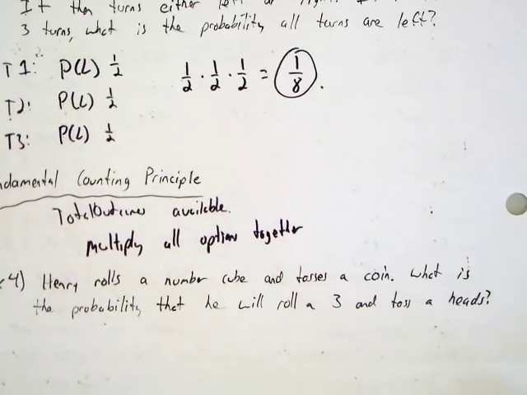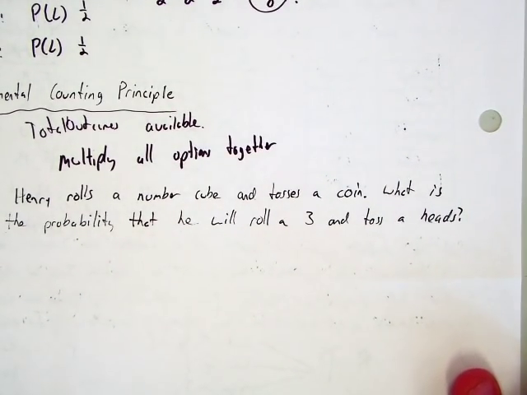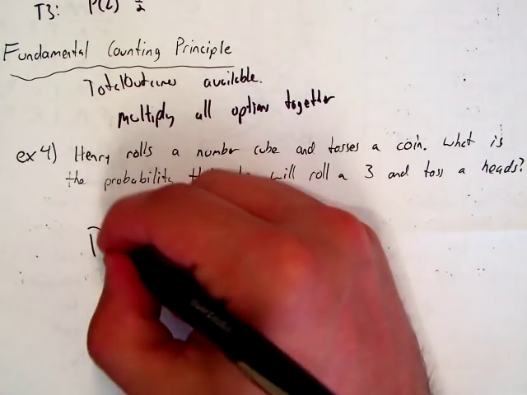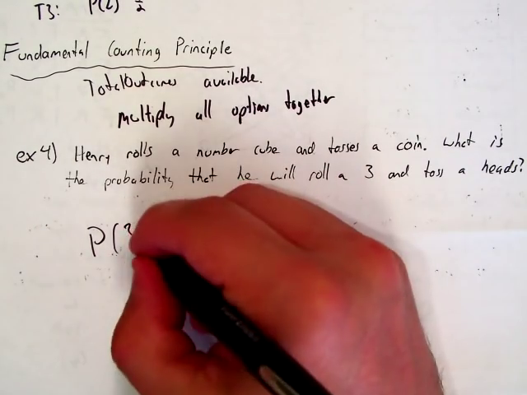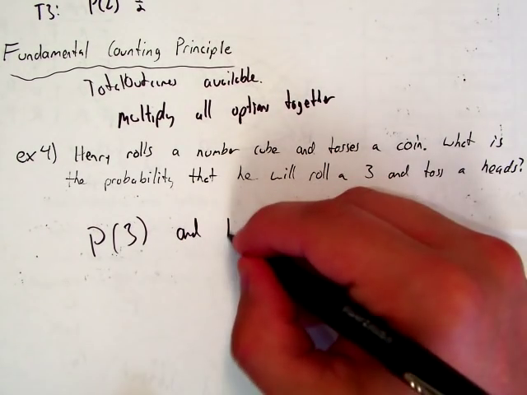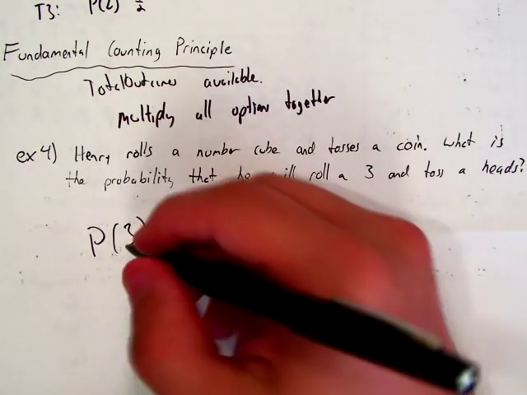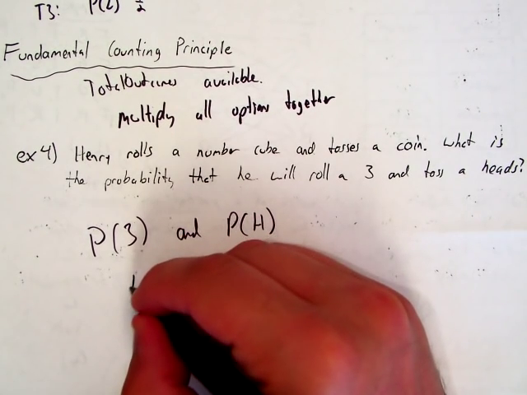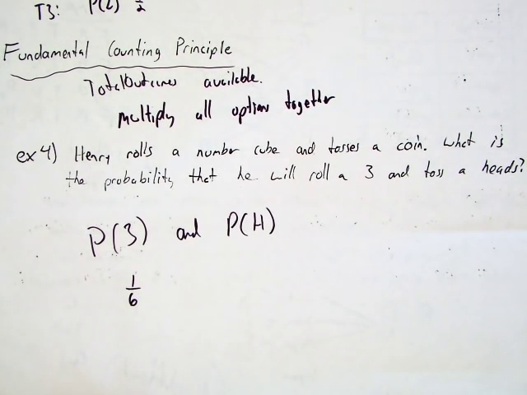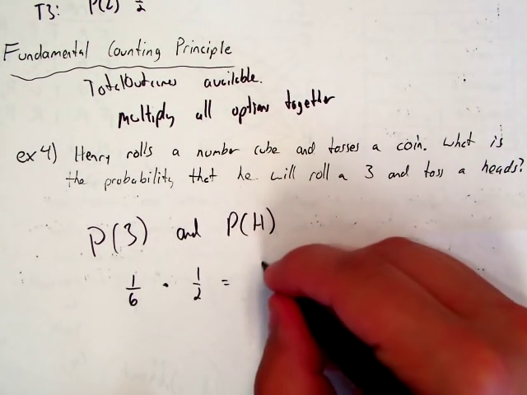So example 4, Henry rolls a number cube and tosses a coin. What is the probability that he will roll a 3 and toss a heads? First of all, this is the probability of a 3 and the probability of a heads. So what we can do here is find out, well, what's the probability of landing a 3? That'd be 1 out of 6. Probability of landing on a heads would be 1/2. If you multiply those two together, we would get 1/12.